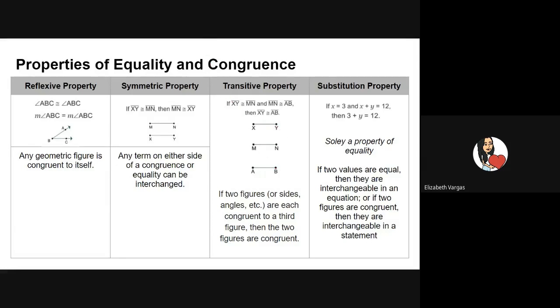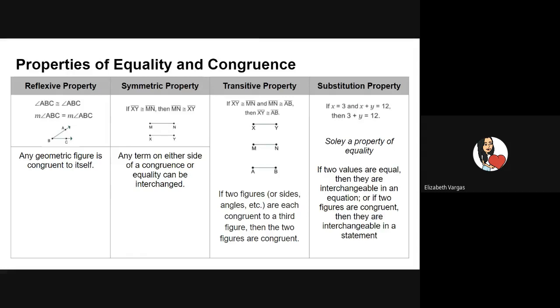The last one is the substitution property, which we've seen already in algebra before, but basically it tells us if two values are equal, then they're interchangeable in an equation, or if two values are congruent, then they're interchangeable in an equation. What we see most often is we are told that, for example, x is equal to 3. Well, if x is equal to 3, I can just substitute x over here into this equation, right? So I'd get 3 plus y equals 12 instead of x plus y equals 12 because I substituted the x for the 3. And so that's what we've seen a lot in algebra. And so that's basically the substitution property.